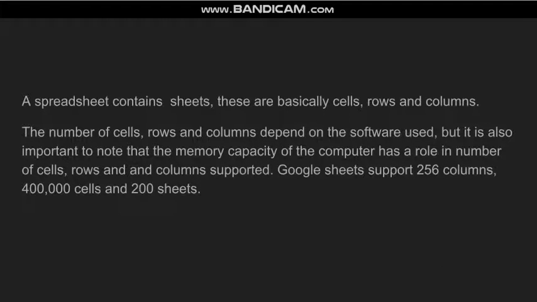A spreadsheet contains sheets. These are basically cells, rows, and columns. The number of cells, rows, and columns depends on the software used. But it is also important to note that the memory capacity of your computer has a role in the number of cells and rows supported. Google Sheets supports 256 columns, 400,000 cells, and 200 sheets.